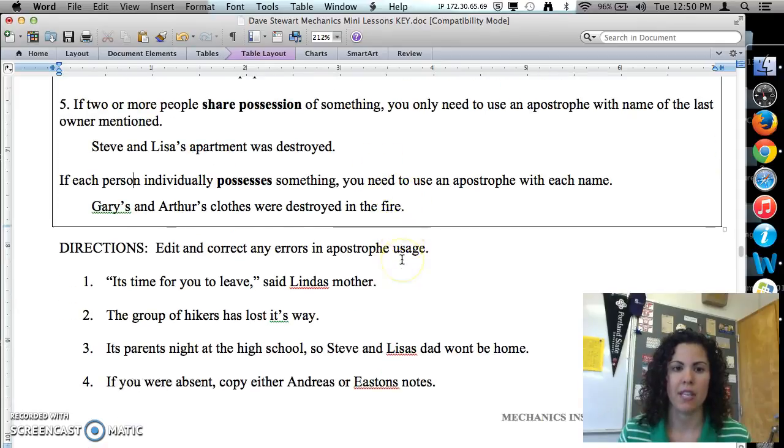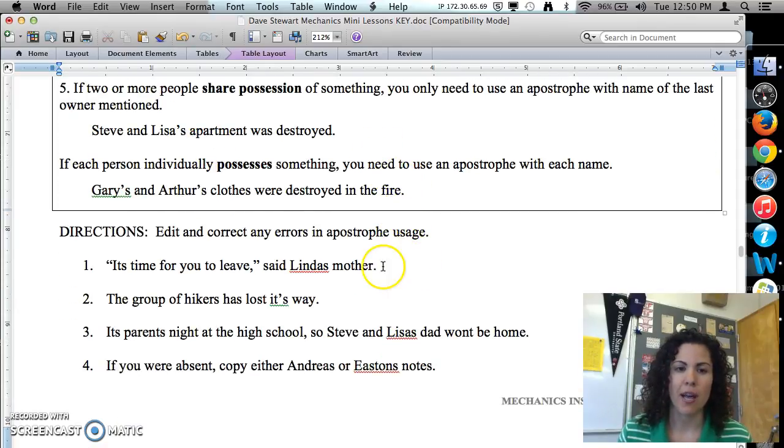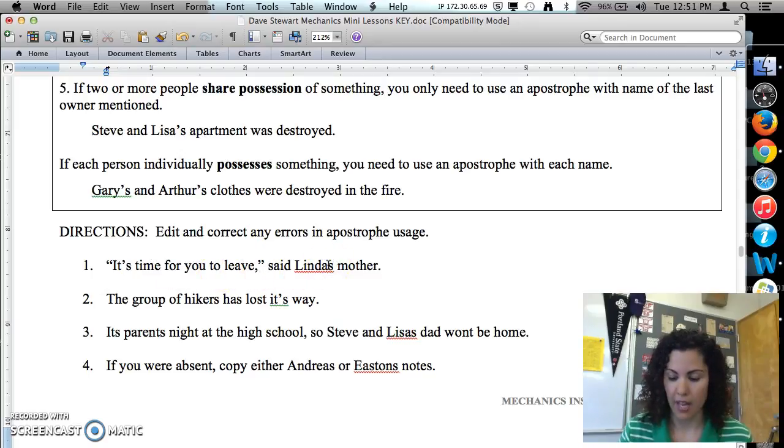So let's look at some examples. Edit and correct the errors in apostrophe use. It's time for you to leave. It is time, so we would add the apostrophe there. "It's time for you to leave," said Linda's mother. The group of hikers has lost its way. And notice here that Word does this for me. It underlines it when it's grammatically incorrect.